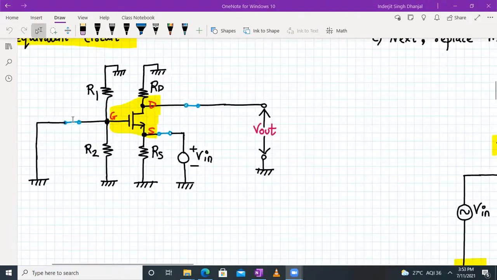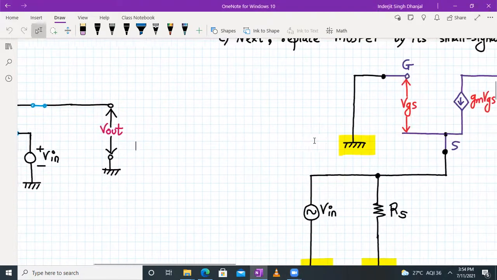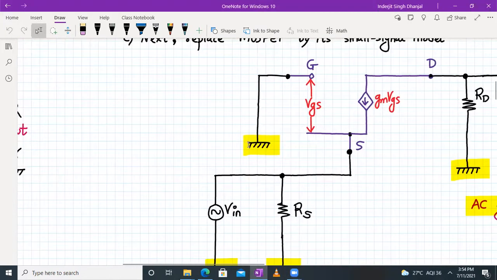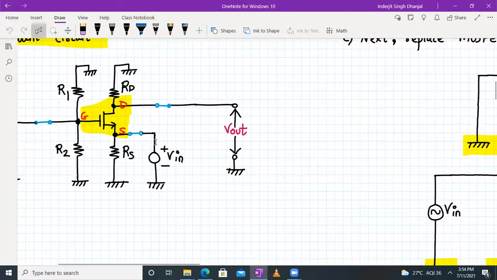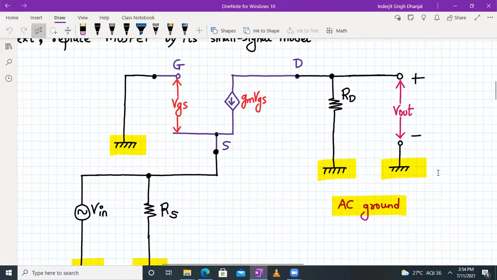Now we will look into the remaining circuit components. At the gate terminal, if you see carefully, the gate terminal is itself connected to the ground, so your R1 and R2 resistors will become redundant. I repeat, the gate terminal is connected to the ground in this AC equivalent circuit. In the actual circuit also, the gate terminal is connected to the ground. What about the drain terminal? From the drain terminal, we have one resistor coming up, which is RD, and in parallel, we have Vout.